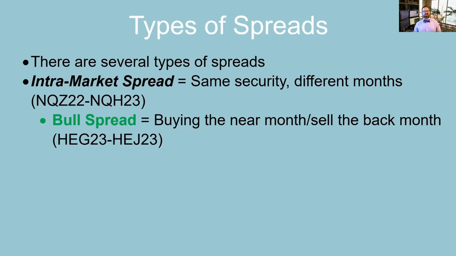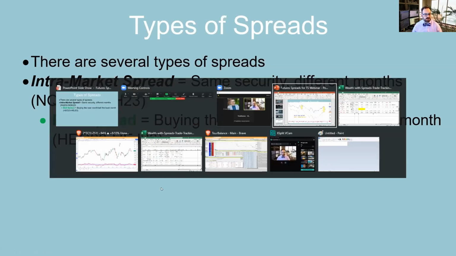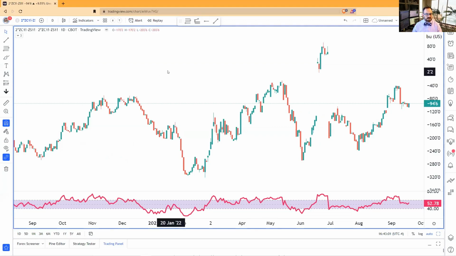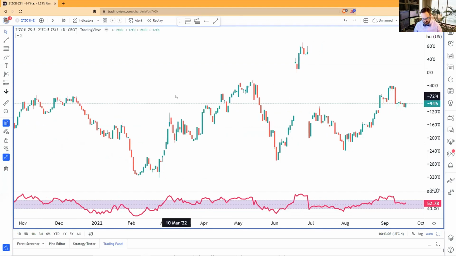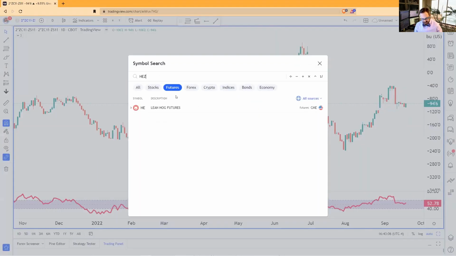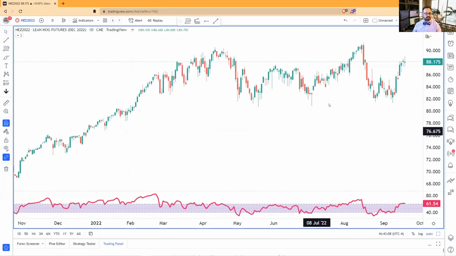Okay, with continuous contracts, these are contract specific. Here, I'll just show you. I'm going to go out to TradingView, but for instance, HEZ 2022. This is the current contract for lean hog futures, December 2022.